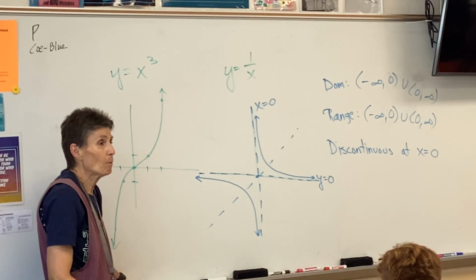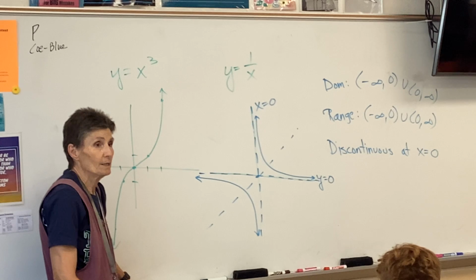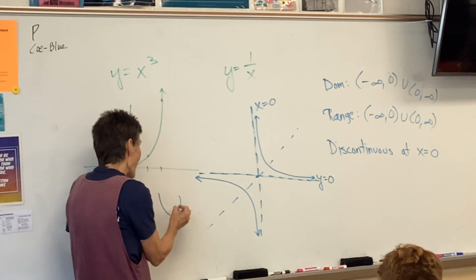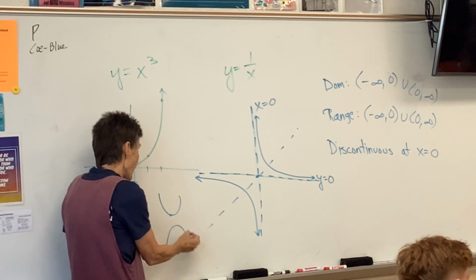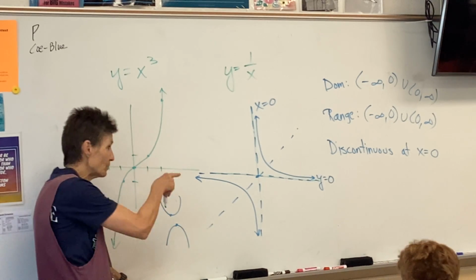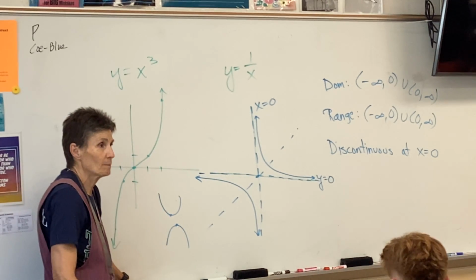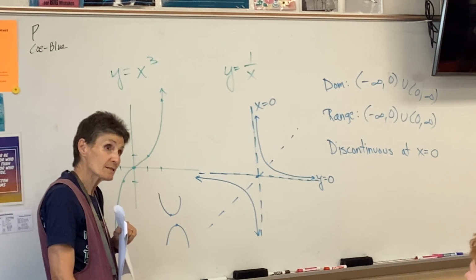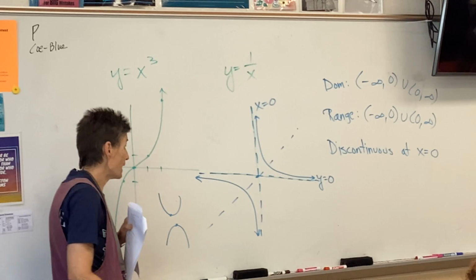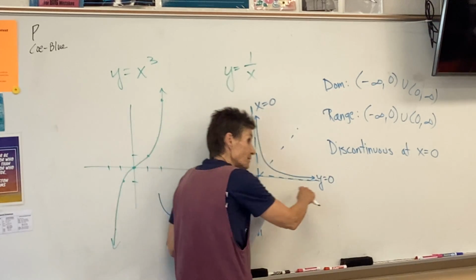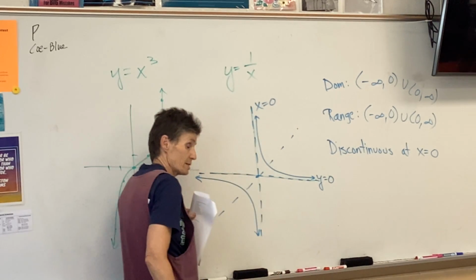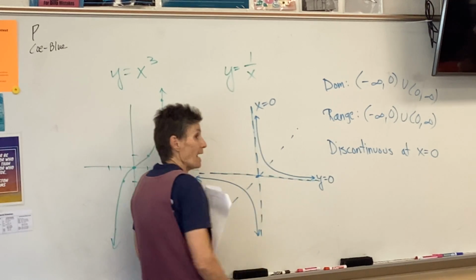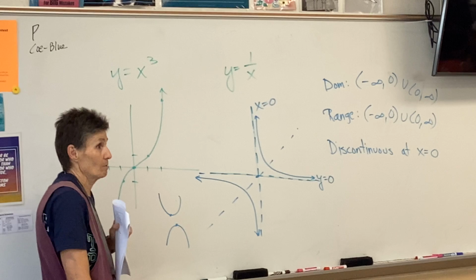Does it have a high point and a low point? No. High points and low points, remember, are bottom of valley, top of hill. We do not have that phenomenon in this problem, so there are no extremes. Are there asymptotes? Yes. You have a horizontal at y equals 0, and you have a vertical at x equals 0.